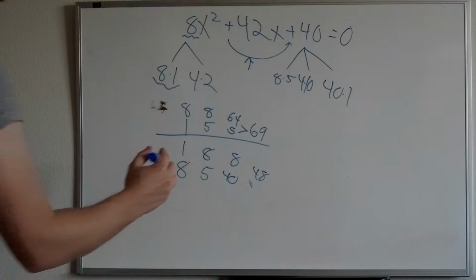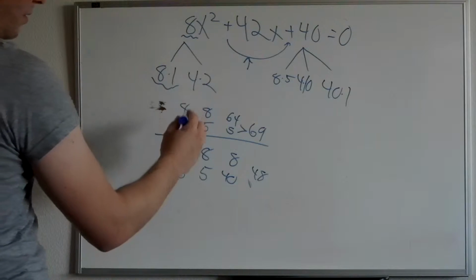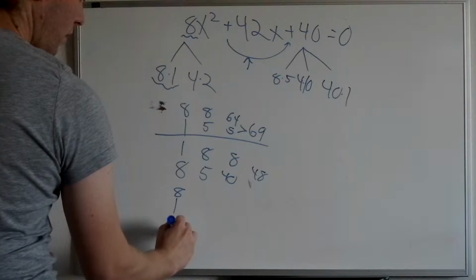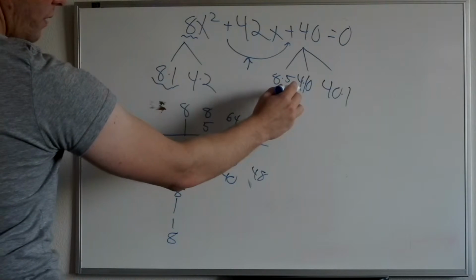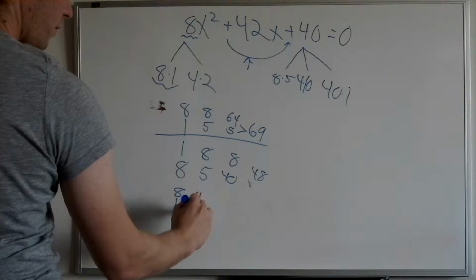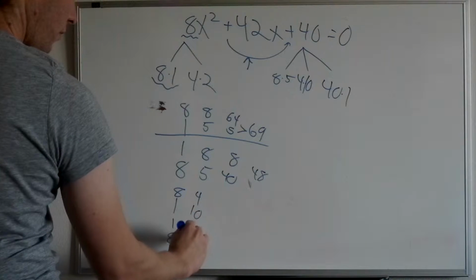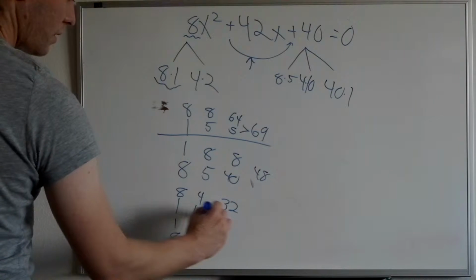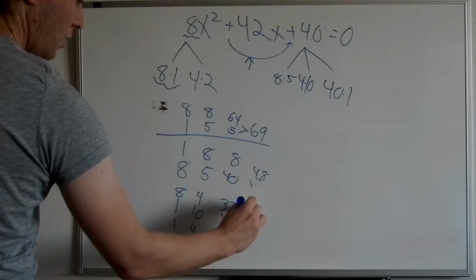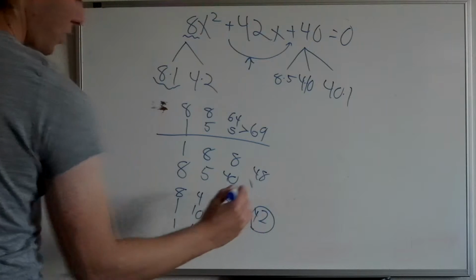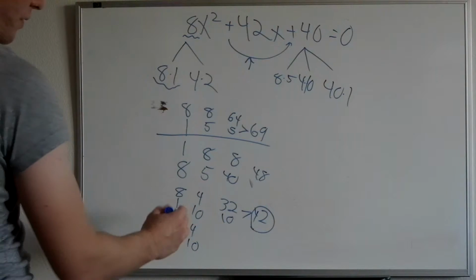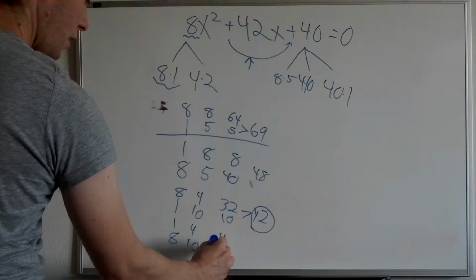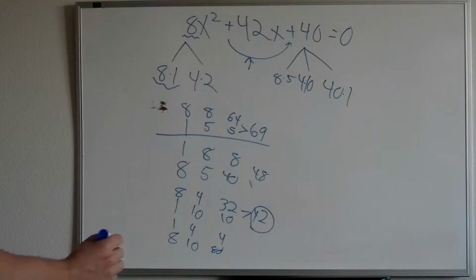So you move on to the next pair, 8 and 1, and then 4 and 10. So 8 times 4 is 32, 1 times 10 is 10, and this is 42, and that is actually what we're trying to find. We'll just try this one real quick too: 4 and 80, and you can already tell it's too much.